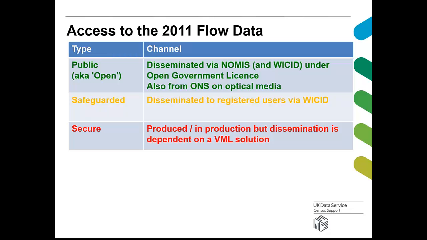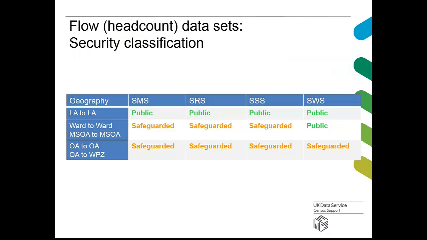Finally, the secure data: some tables have been produced, others are in production, and they will be available via the VML, the Virtual Microdata Laboratory. So users will need to go to a secure location to use those data. And that's because they're the most spatially detailed and data with highest level attribute detail. So they contain a large number of very small counts. This table and the next couple of slides try to show how that trade-off works between the level of attribute detail and the access level.